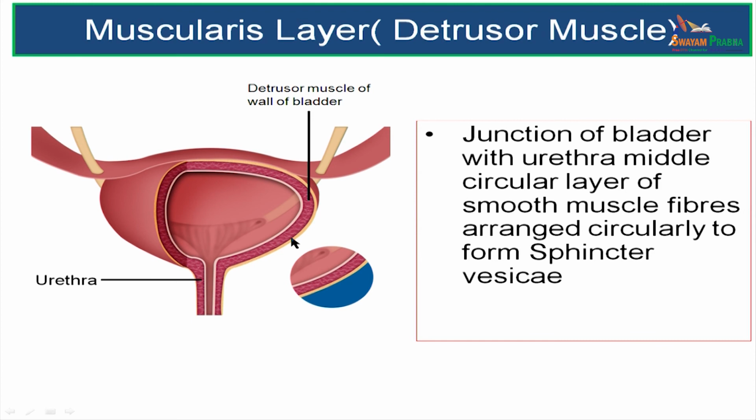One more important point about this detrusor muscle is that at the junction of the bladder with the urethra, the middle circular layer of smooth muscle fibers become arranged circularly to form sphincter vesicae. They form what is called the sphincter vesicae at the internal urethral orifice.